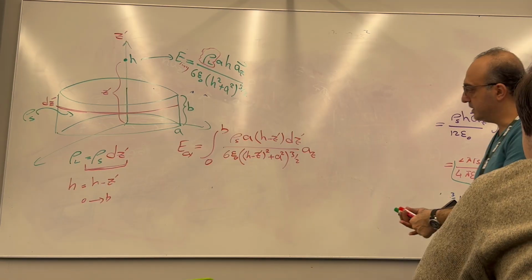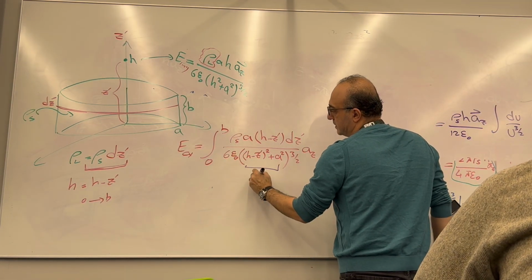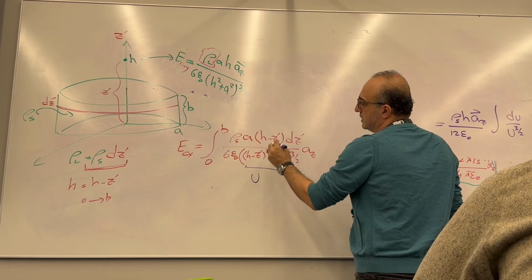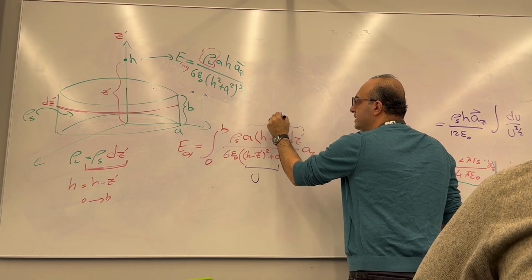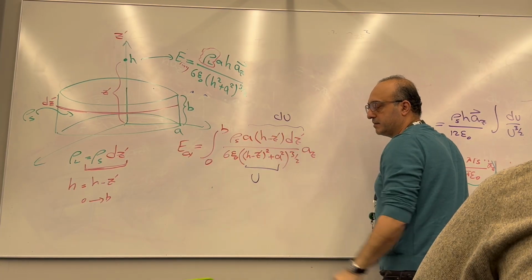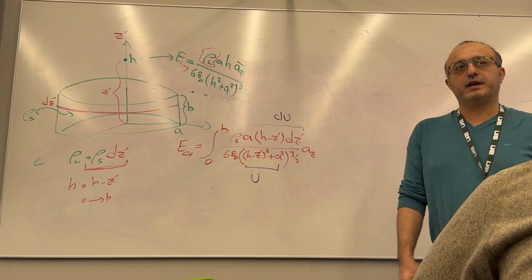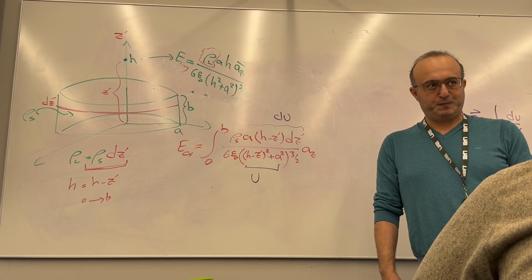Again, you see that if you consider this is U, somehow the du exists here, you can find it. Solvable integral. Okay?